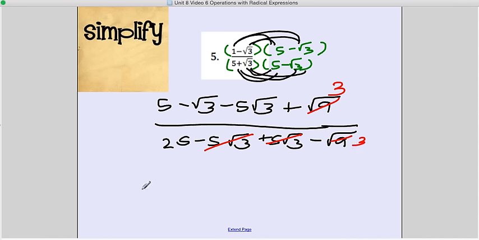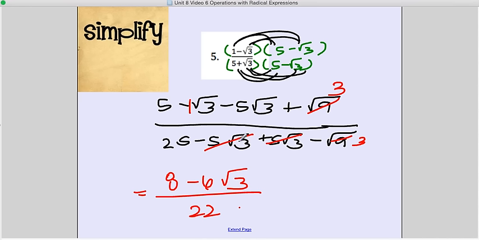So let's see what we have. So this will equal 5 plus 3 is 8. Negative 1 square root of 3 minus 5 square root of 3. So negative 1 minus 5 is negative 6 square root of 3, all over 25 minus 3 is 22. Okay.